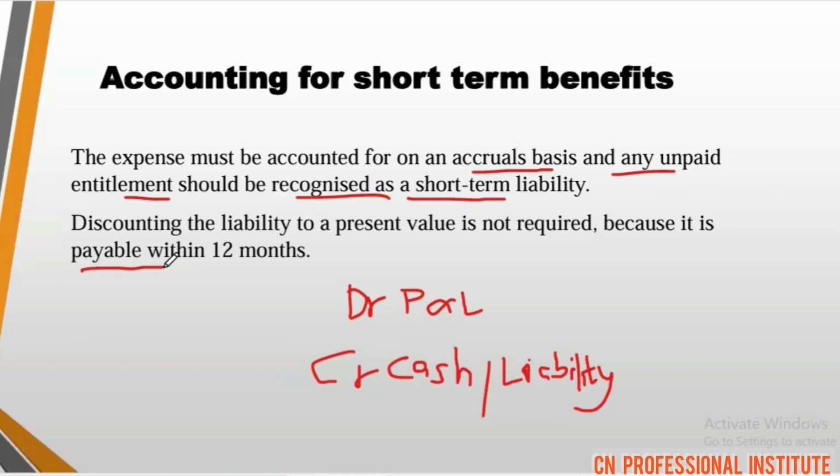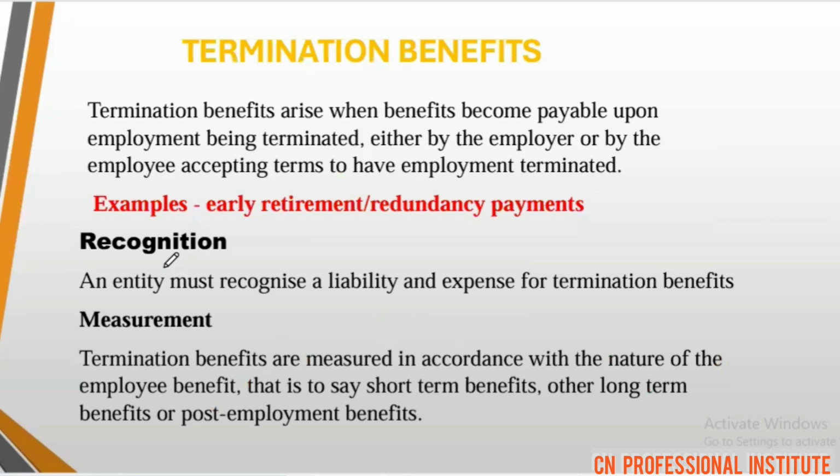So we have something called the present value. That's under the defined benefit, right? Say for short term, we don't discount anything because the payment is normally supposed to be settled within 12 months. So we don't discount anything to present value. Are you following? So that's how we account for the short-term employee benefit. You just debit your P&L or you debit wages or salaries or expenses and you credit cash or liability, depending on whether it has been paid or not, right? Simple as that. Let's get to termination benefits.